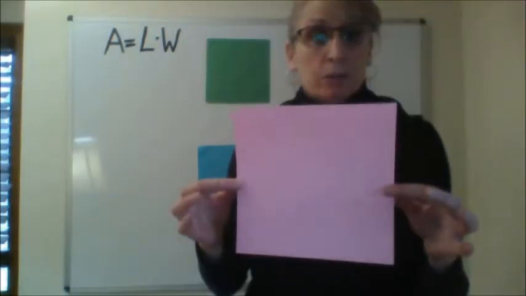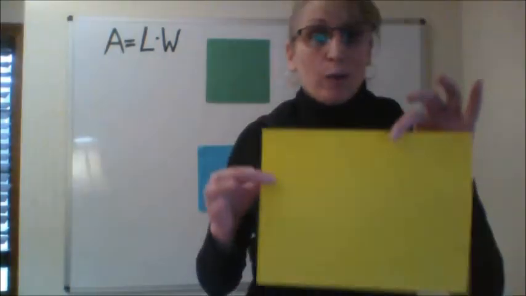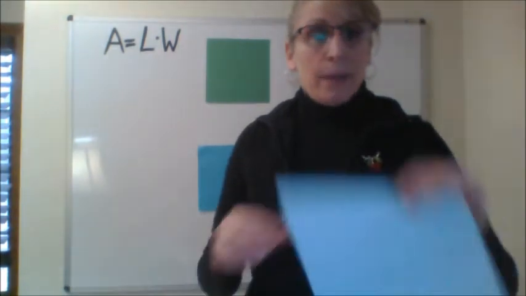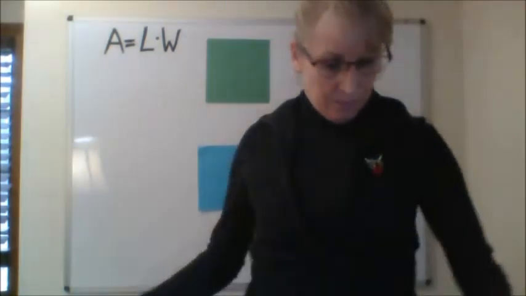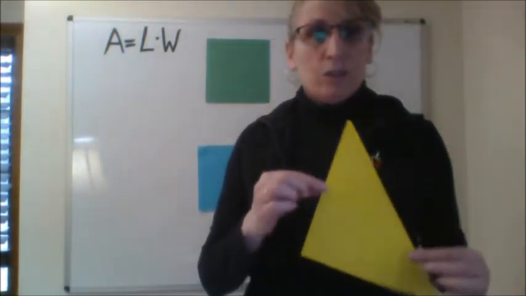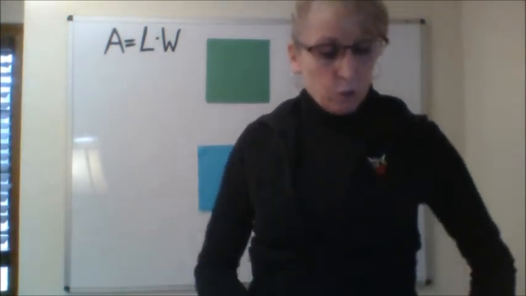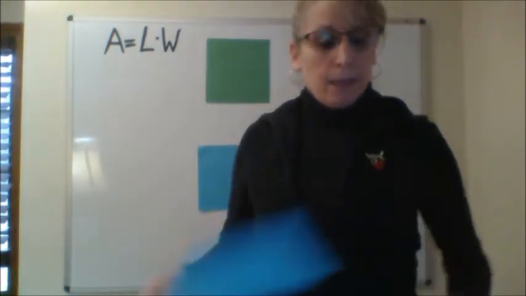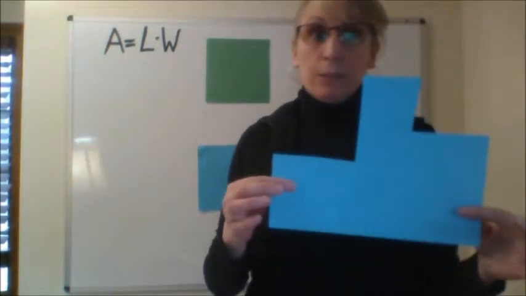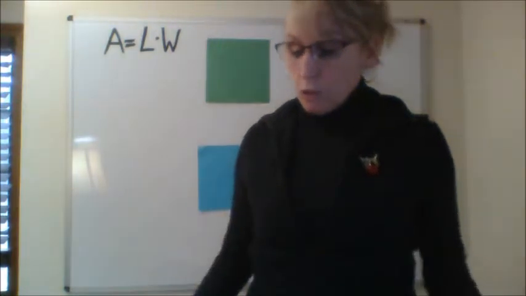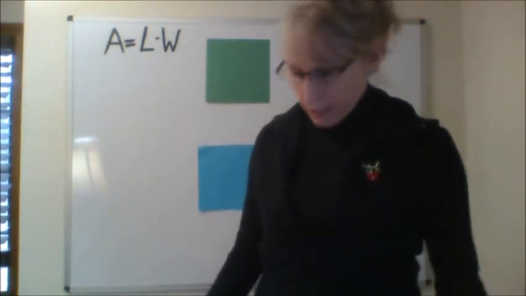In 6th grade we deal with squares, rectangles, parallelograms, triangles, kites, trapezoids, and sometimes we deal with these odd shapes. So we're going to start off with our squares and our rectangles.